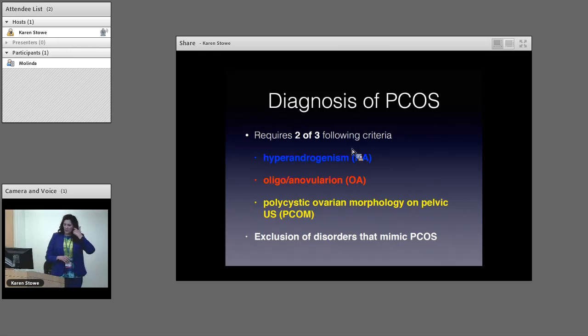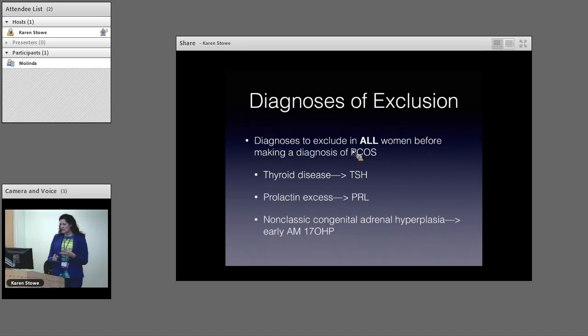As we're all familiar with, the diagnosis of PCOS requires two of the following three criteria. It requires either the presence of hyperandrogenism, oligo or anovulation, or polycystic ovarian morphology on pelvic ultrasound. However, importantly, it's also extremely crucial to ensure that you've at least considered other diagnoses that can mimic PCOS.